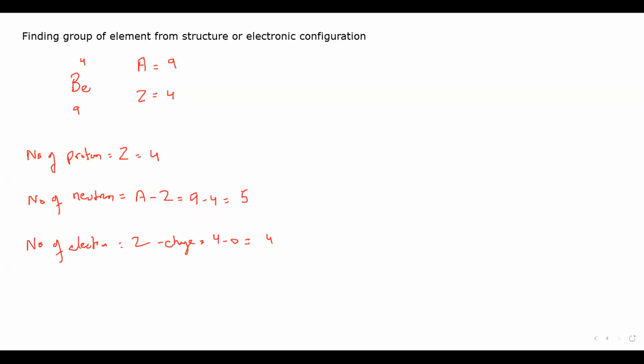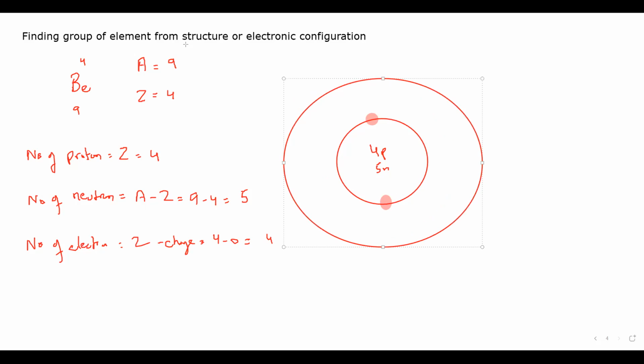When we draw the structure, it is having 4 protons, it is having 5 neutrons. I will draw the first shell. First shell maximum it will have 2 electrons. Then we draw the second shell. The second shell maximum it will have 8, but because we have to arrange only 4 electrons, 2 are already done, so remaining 2 we arranged. So this is the structure of beryllium.